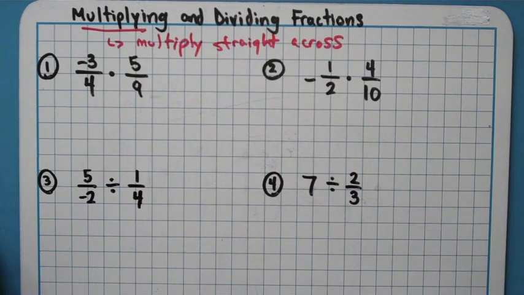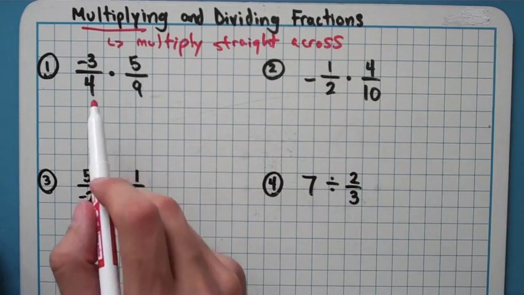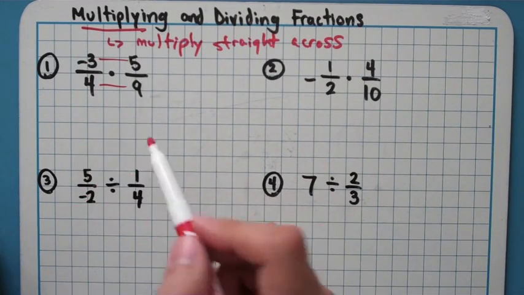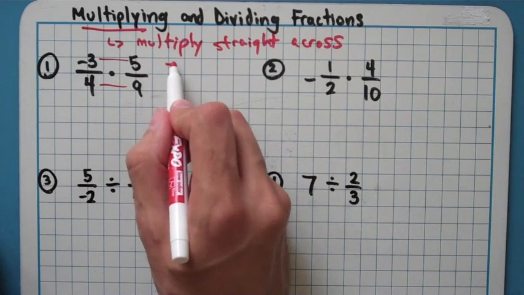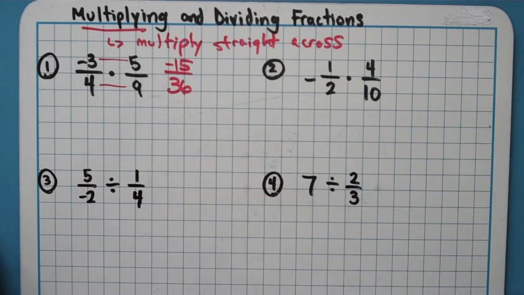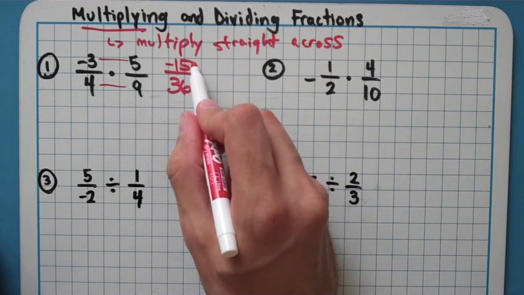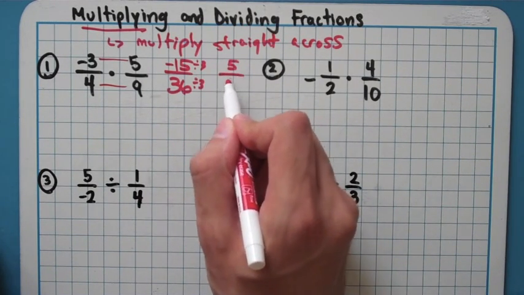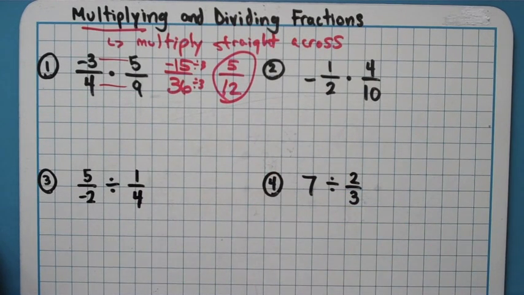Multiplying fractions is great. The first one here, you have negative 3 over 4 times 5 over 9. You're going to multiply your top numbers, and you're going to multiply your bottom numbers. You get negative 15 over 36, and all you have to do then is reduce it. And 3 goes into both of these. If I divide them both by 3, I end up with negative 5 over 12 as my reduced answer.